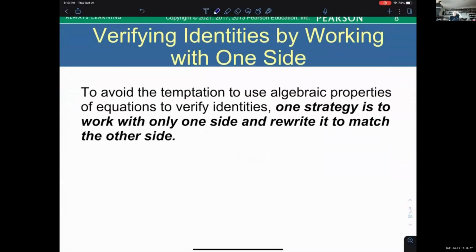So now they're specifically looking at verifying identities by working with one side. To avoid the temptation to use algebraic properties of equations to verify identities, one strategy is to work with only one side and rewrite it to match the other side. And I've actually already demonstrated this particular approach a couple of times in the examples that we've looked at.